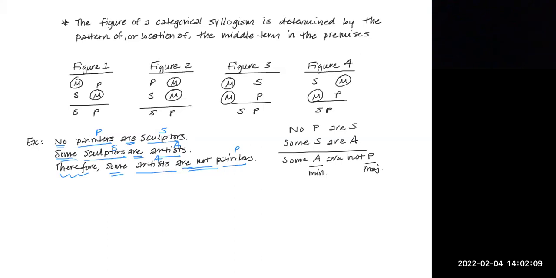Is this listed in correct standard form? Yes, the major premise containing the major term P is listed first. The minor premise containing the minor term A is listed second. And we can see here, I'll circle in blue, that S is the middle term.